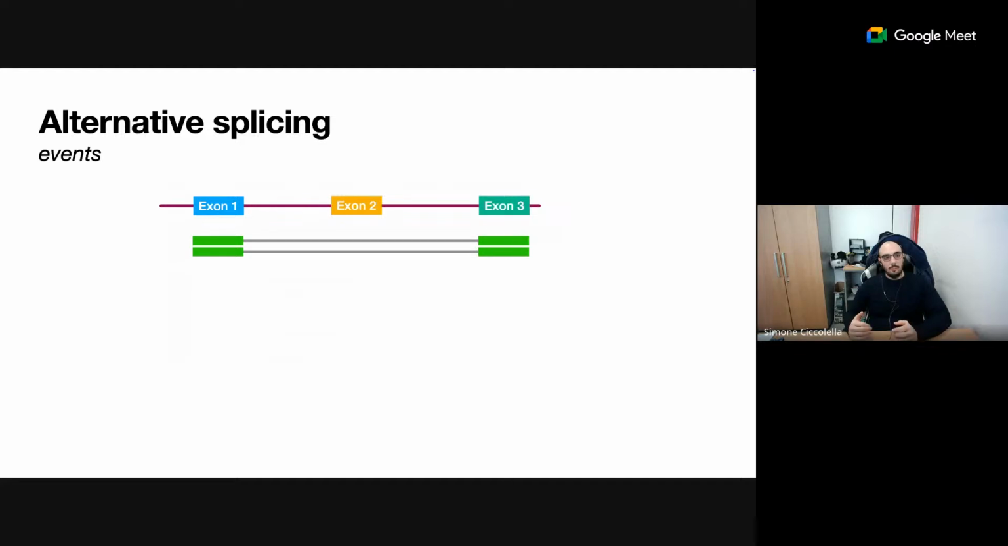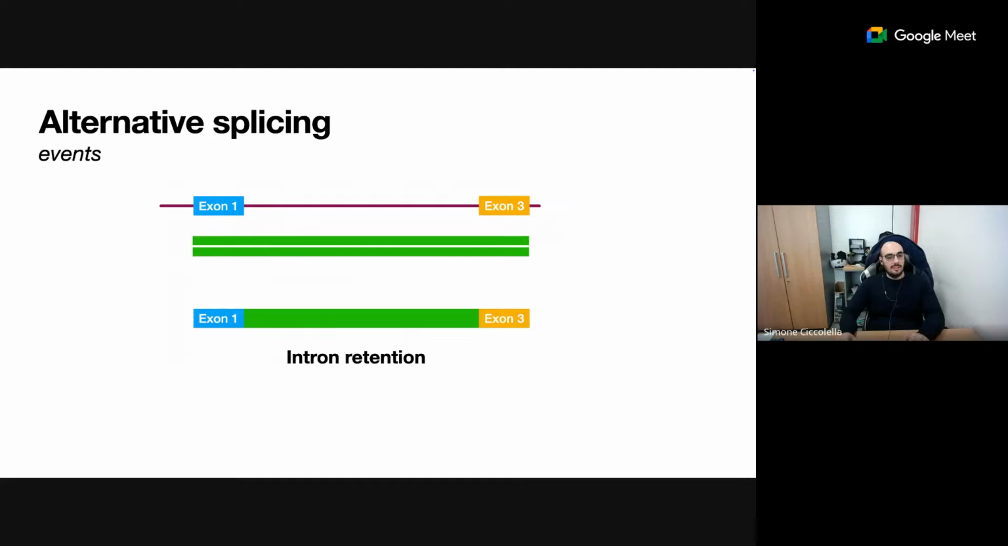And we can classify these different events based on what happens. For example, if in the annotation we have this pattern, exon 1, exon 2, and exon 3, and we see reads that skip over exon 2, we call this exon skipping. If we have two exons, but we also see a retained part in between them, we would call this an intron retention, where our RNA also expresses the part in between those exons.